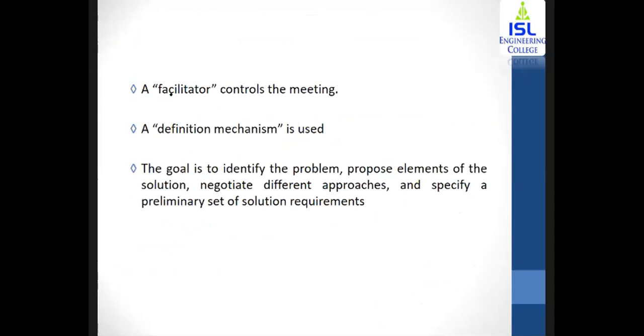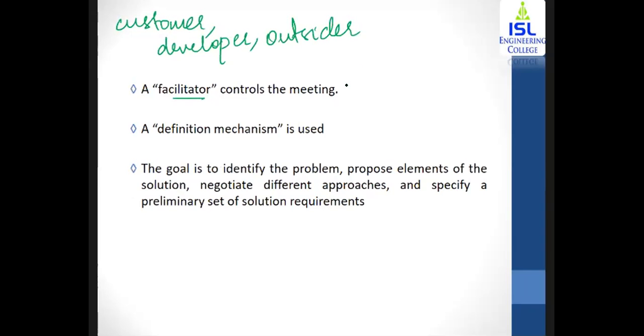The next is a facilitator controls the meeting. Now this facilitator can be a customer, a developer, or an outsider. The job of the facilitator is to keep the meeting going in a specific direction. That is, if you're deviating from your discussion, then this facilitator is going to get you all back to the agenda of the meeting, that is the different important points that need to be covered.